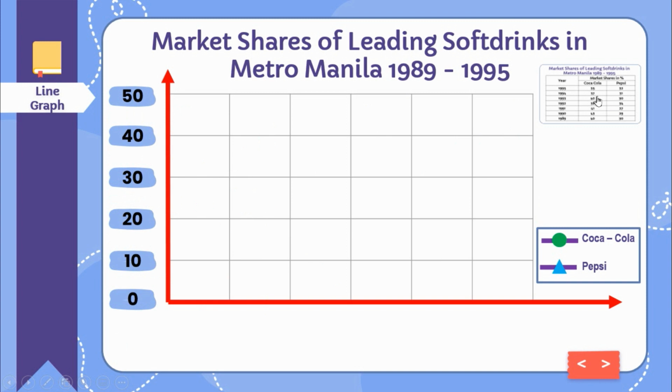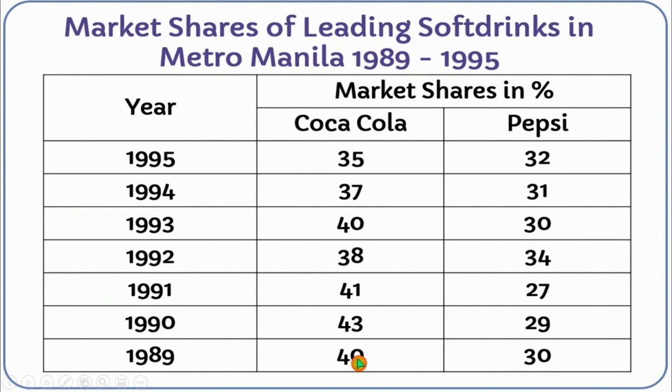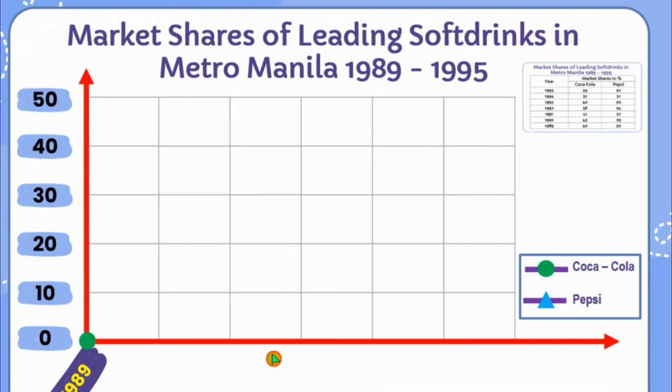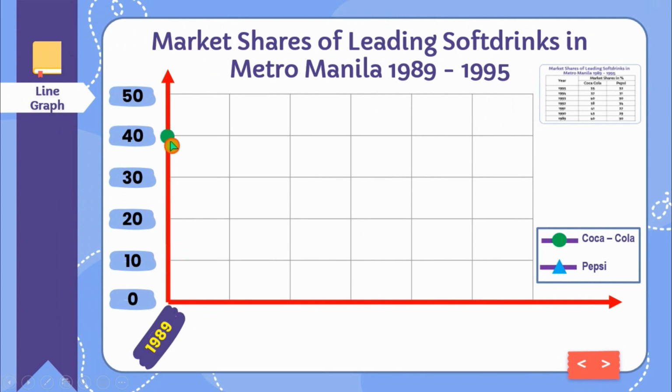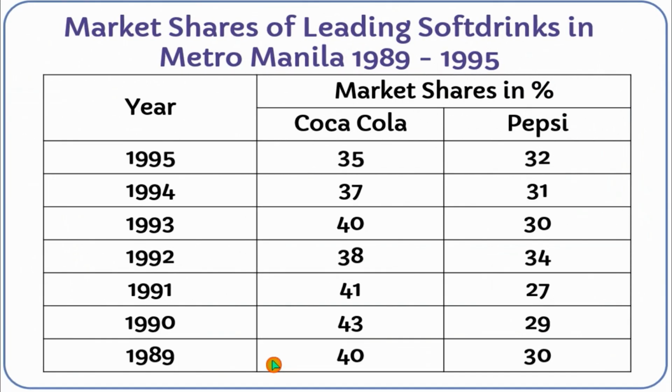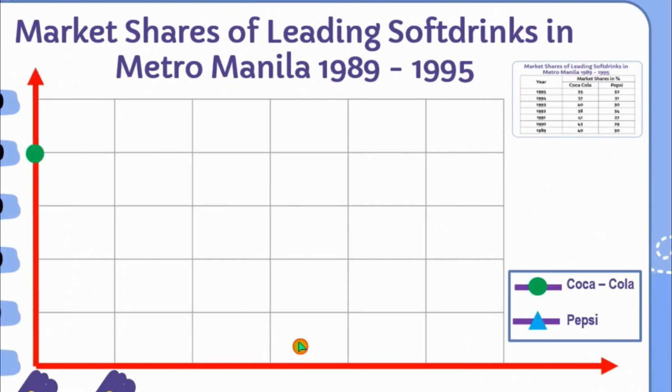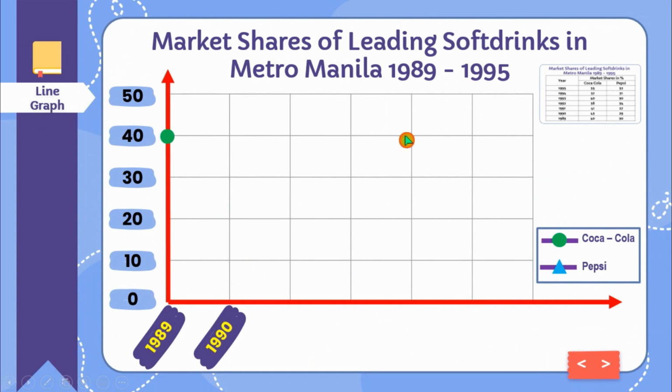Dahil dalawa yung ating leading soft drinks, so Coca-Cola will be on points, then we can use the triangle for Pepsi. Now, we write here sa x-axis yung ating year. During the 1989, we can say that yung Coca-Cola ay 40% yung kanyang market share. So, mag-plot lang tayo. Isug lang natin siya doon. Itapat lang natin siya doon sa 40. During the 1990s, 1990, 43%. So, move lang tayo ng konti, lagpas sa 40. So, if this is our 40, then we can just simply move up to there. And then, so on and so forth na yan.